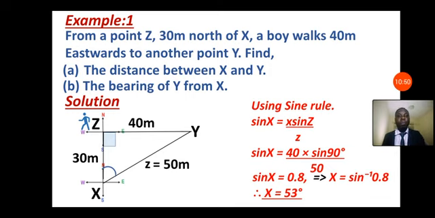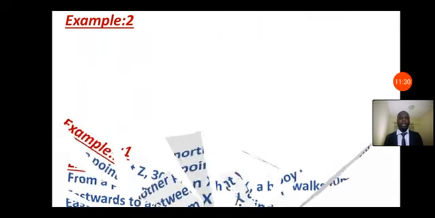But because we want to represent it using a bearing form, the true bearing, we have to write it as 053 degrees as our x. Okay, so the bearing of Y from the point X will now have to be 053 degrees. Okay, so we've been able to find the distance between X and Y in this question, and also we've been able to find the bearing of Y from X in example 1. Let's quickly go to example 2 and see a different form of word problem question.